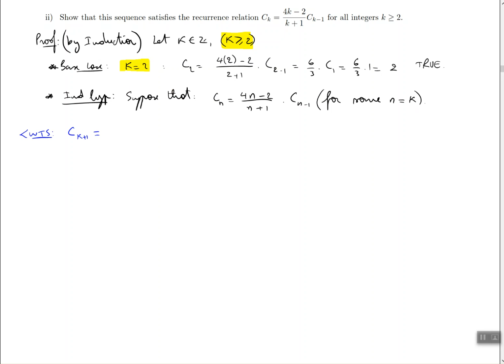Okay, so inductive hypothesis, we suppose that the formula actually is true. We want to show that it's true for the next integer k plus 1. So, or in other terms, we want to show that it's true for c_{n+1}. So let's find out what we get when we plug in n plus 1 into the formula.